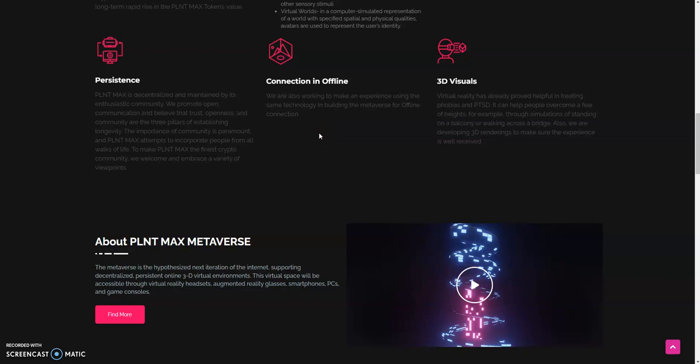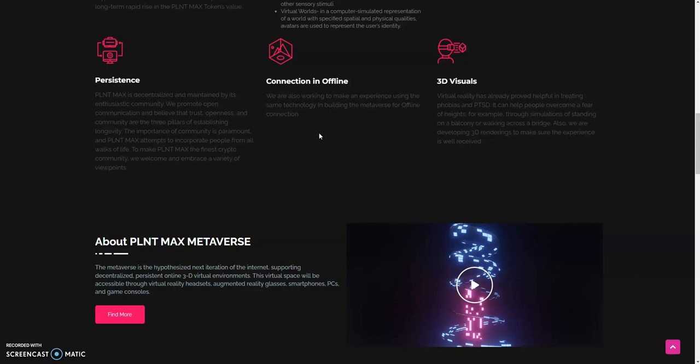PLNT Max is decentralized and maintained by its enthusiastic community. We promote open communication and believe that trust, openness, and community are the three pillars of establishing longevity. The importance of community is paramount, and PLNT Max attempts to incorporate people from all walks of life. To make PLNT Max the finest crypto community, we welcome and embrace a variety of viewpoints. So anybody can go over there, voice their opinions, and talk to them.